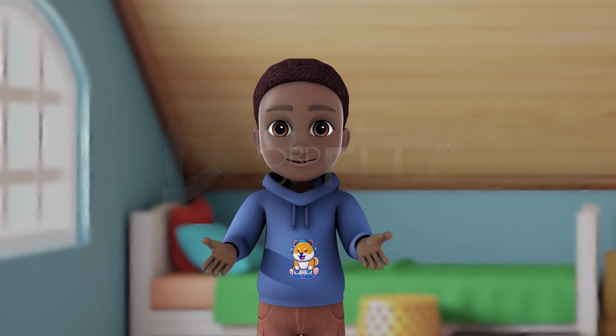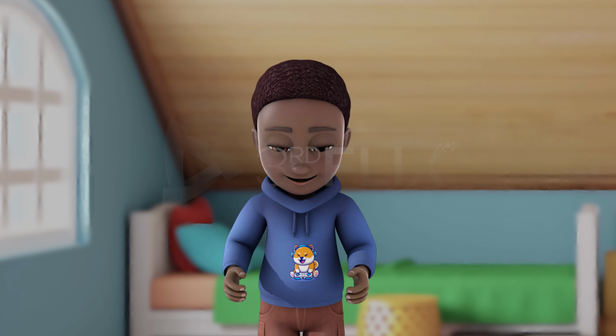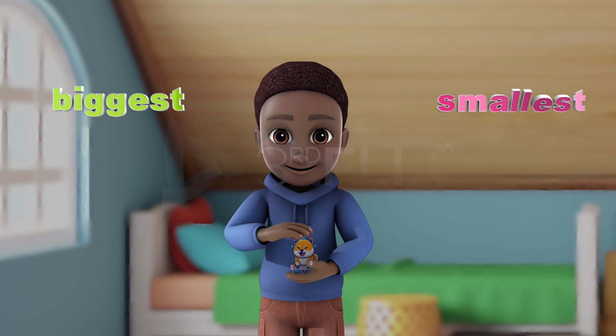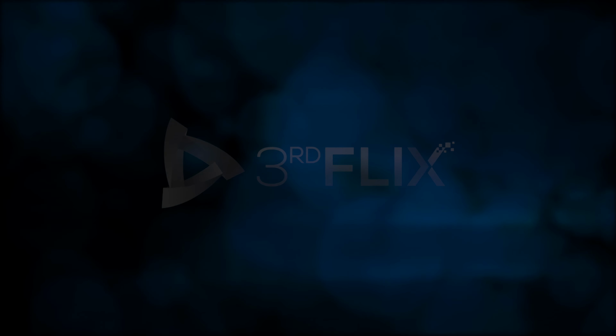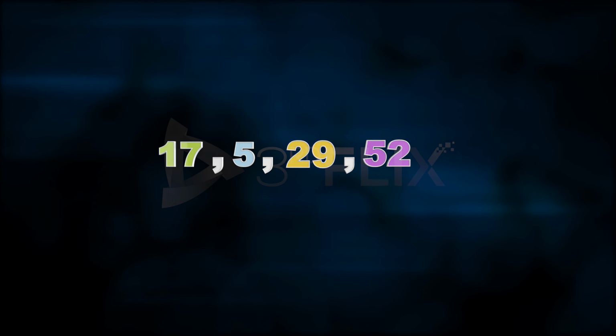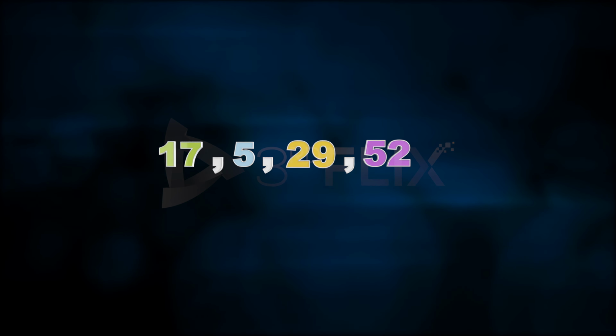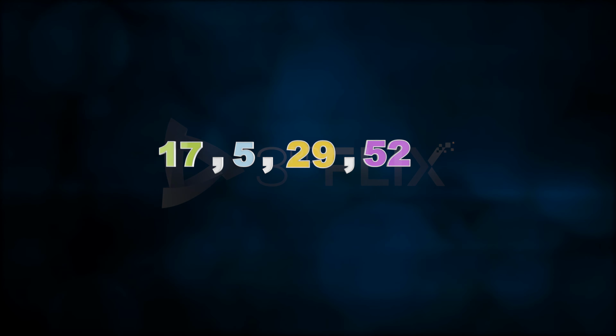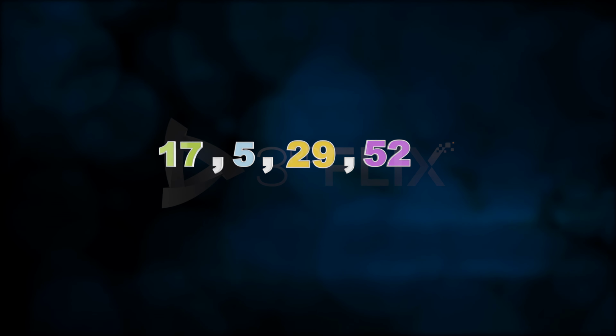We can also arrange numbers from the biggest to the smallest. Consider the numbers 17, 5, 29, 52. 52, 29, 17, 5.